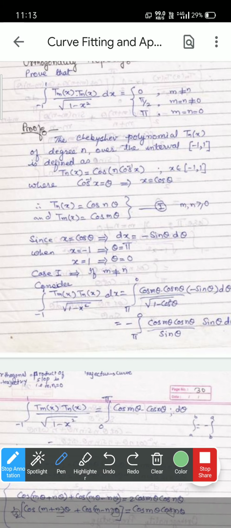Next is the orthogonality property. Prove that the definite integral from minus 1 to 1 of Tm of x into Tn of x divided by square root of 1 minus x square dx is equals to 0 when m is not equals to n, pi by 2 when m is equals to n which is not equals to 0, and pi when m is equals to n is equals to 0. Understand?